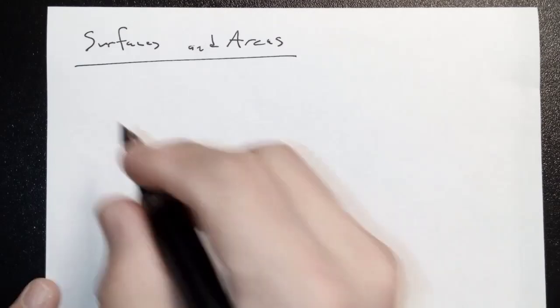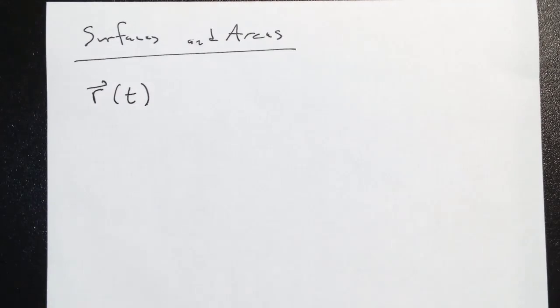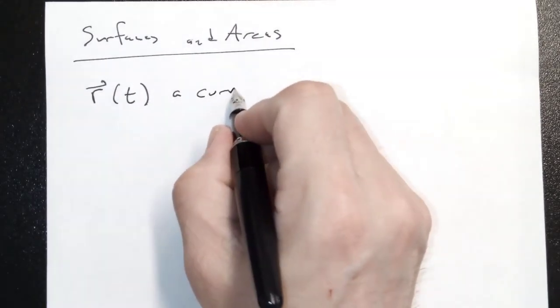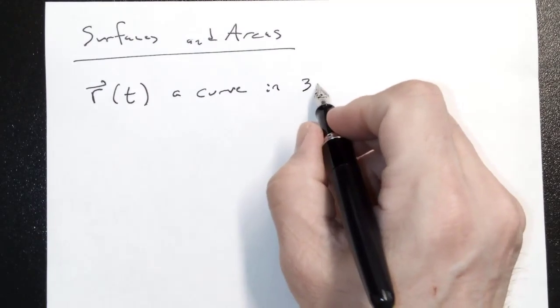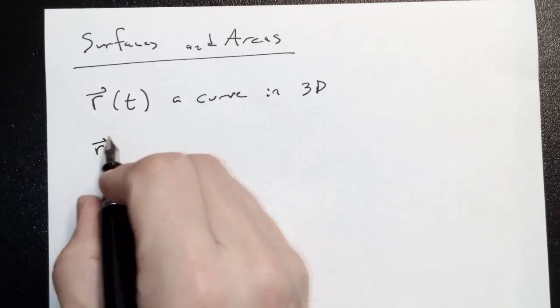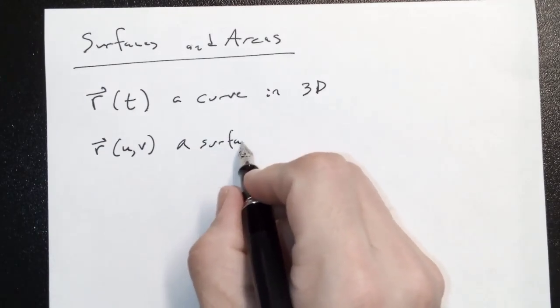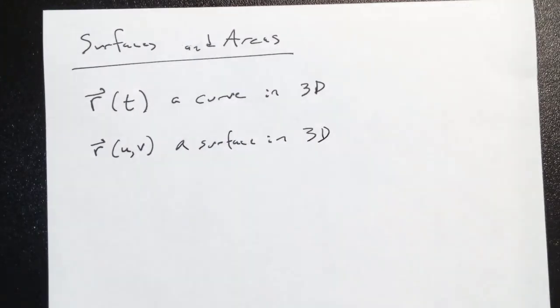But I can take what was a curve. I can do this in 3D, I can do it in 2D. I'm going to think about it in 3D for the moment, but a curve in 3D, if I change that from one parameter to two, that's a surface. That's a parametric surface.